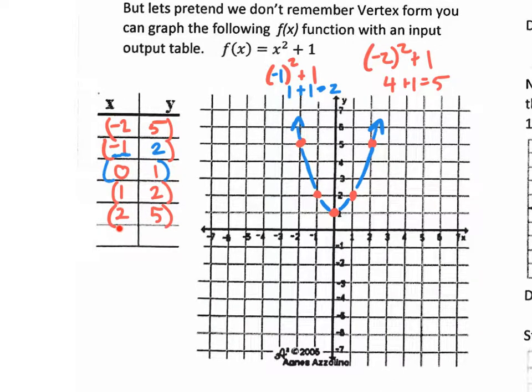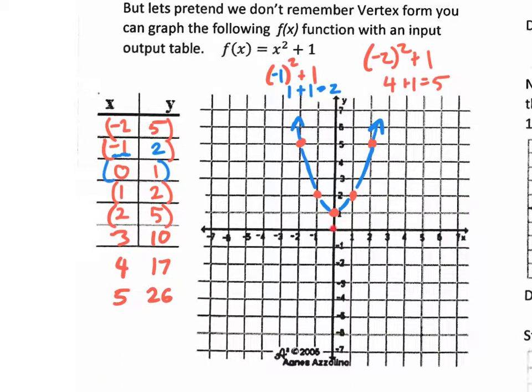X's are your inputs. So could you plug in 3? Well, yeah, you could plug in 3. 3 squared is 9. 9 plus 1 is 10. Could you plug in 4? Yeah, 4 squared is 16. 16 plus 1 is 17. Could you plug in 5? Yeah, 5 squared is 25. 25 plus 1 is 26. So my point is that I could continue to plug in any number I want for x, right?